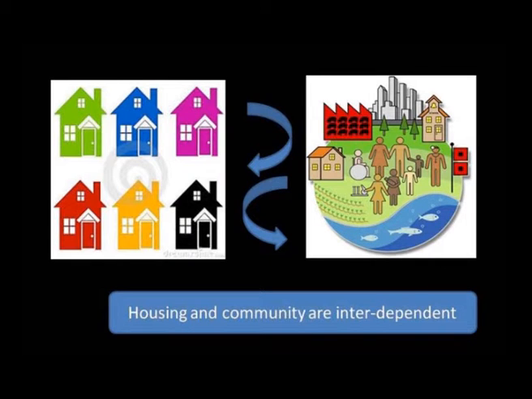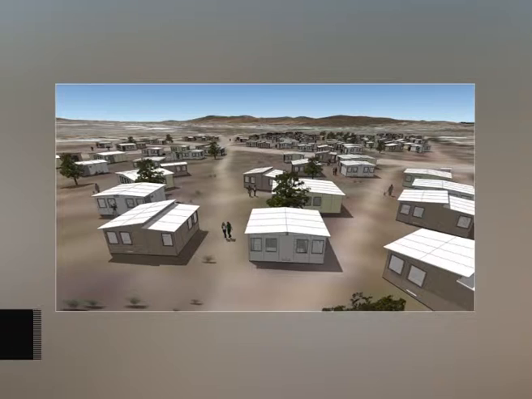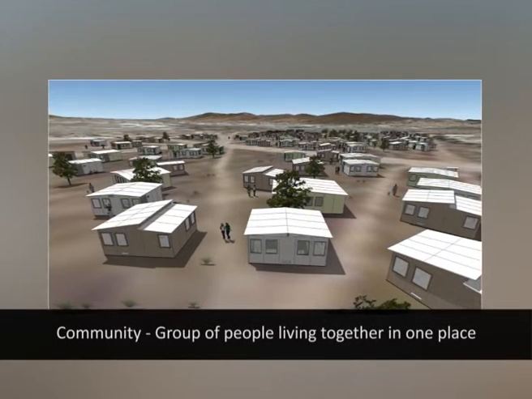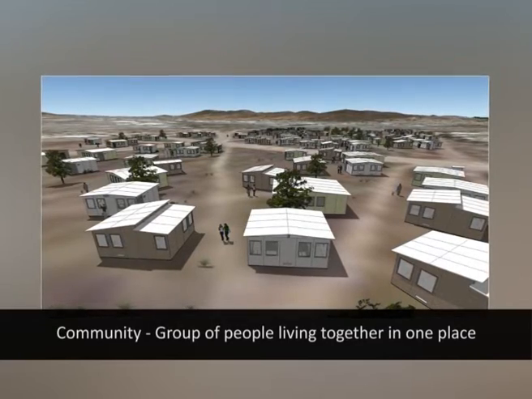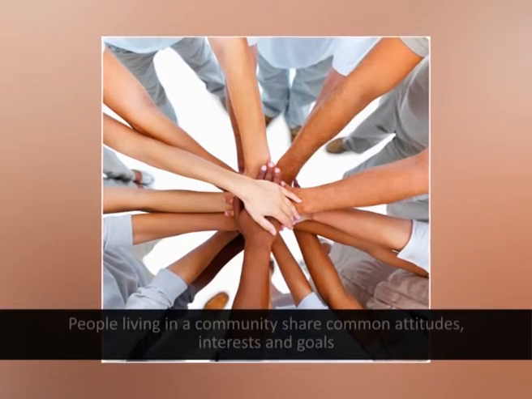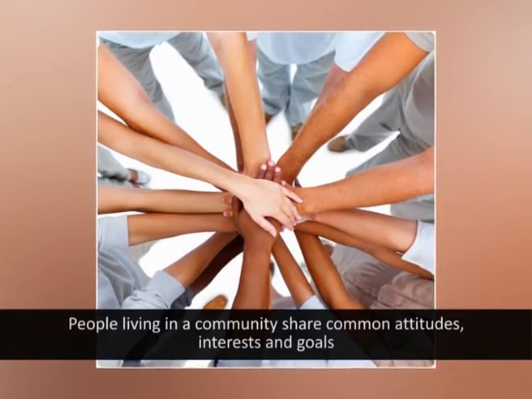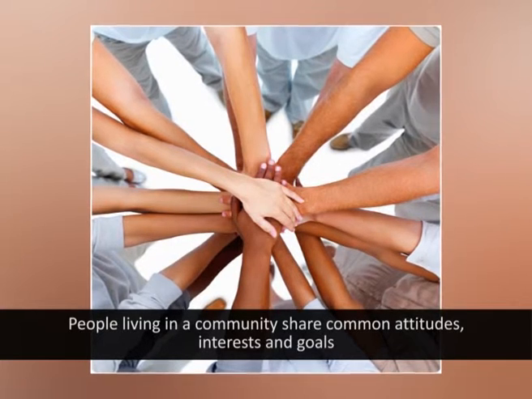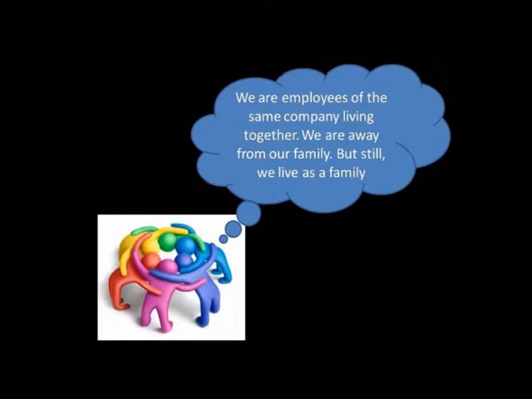Let us see about it also. Both housing and community welfare are dependent on each other. Community welfare. A community can be said as a group of people living together in one place with a feeling of fellowship with others. As a result of sharing common attitudes, interests and goals, they feel that they all belong to one place. In the industrial areas also, we can describe the housing areas as a community. This is because all the employees have left their parents and are living in a new place.